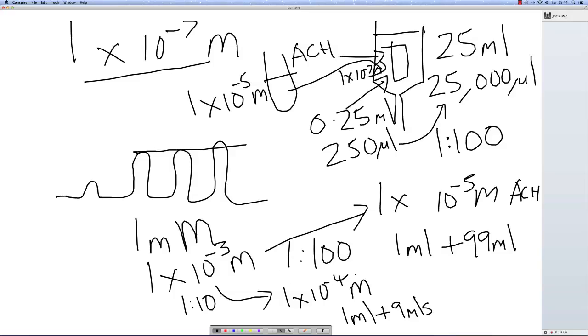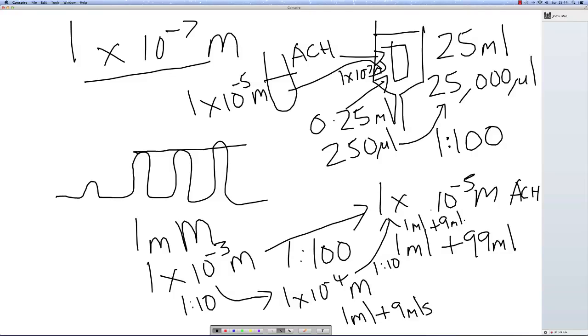How do you go from 1 times 10 to the minus 4 to 1 times 10 to the minus 5? Well, yes, it's a 1 in 10 dilution again. So you take 1 mil of your 1 times 10 to the minus 4 and you add it to 9 mils of buffer, and there you go. You have your 1 times 10 to the minus 5.